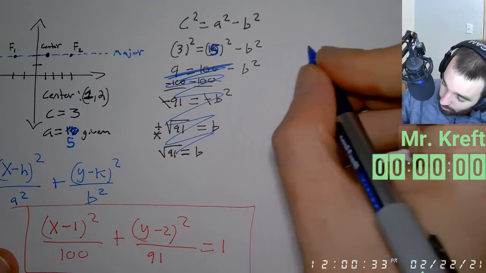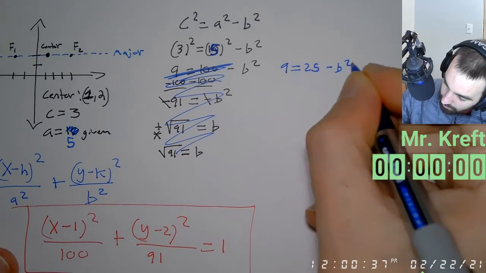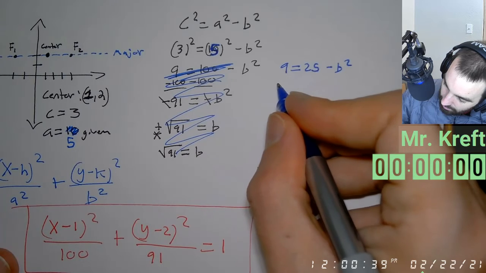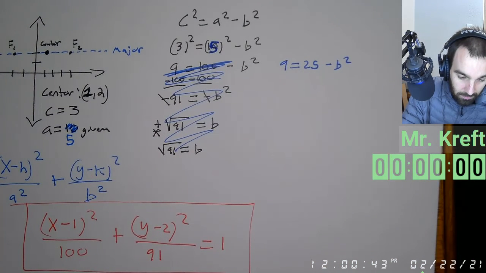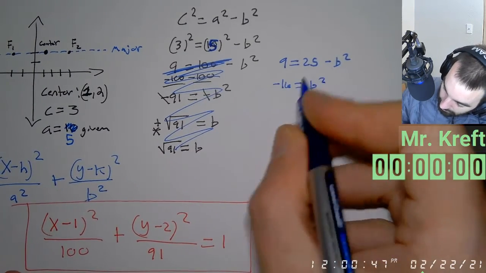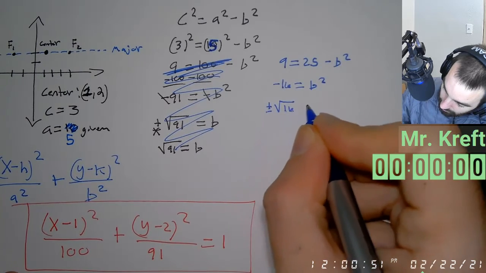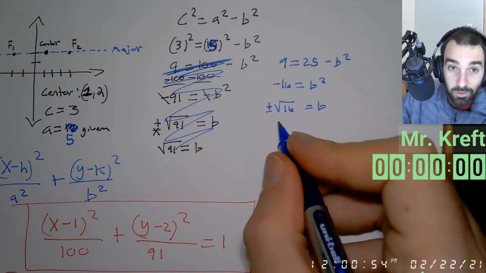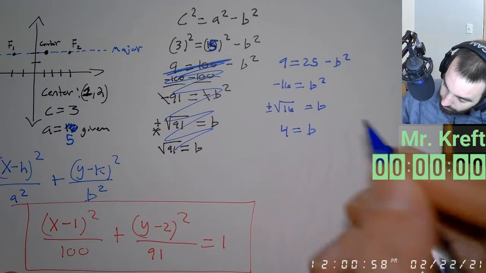So let's try this. 5 squared is 25. So I'm going to get 9 equals 25 minus B squared. So then 9 minus 25. Gosh, I better use a calculator. I'm going to make more mistakes. Negative 16. So then I get plus or minus square root of 16 equals B. Square root of 16 is 4. So this is 4 equals B.